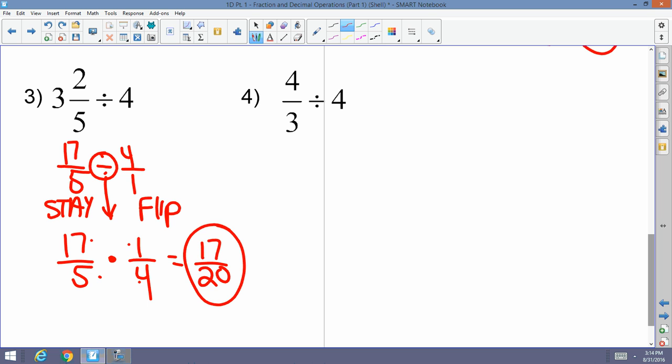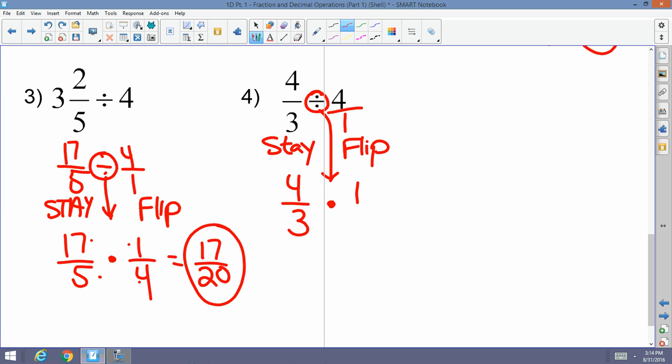And then how about 4/3 divided by 4? Well, I've got 4/3, which is an improper fraction already, so I don't have to convert it because it's already in fraction form. Whenever you have to convert it is when you have a mixed number. So that stays 4/3. Change from division to multiplication. And remember, this is a 4/1, and that flips. Stay, change, flip. The 4's cancel. 1 times 1 is 1, numerators multiplied together, and 3 times 1, denominators multiplied together, is 3, and I've got 1/3.